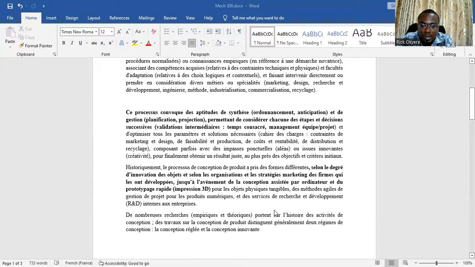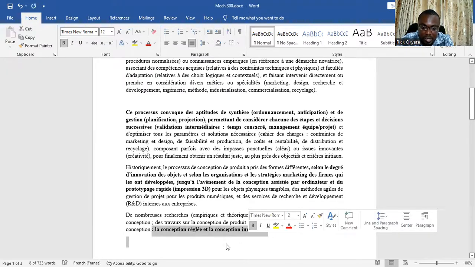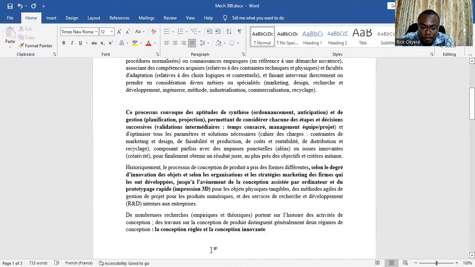There are two types of conception of a product. And these two types of conception are la conception réglée et la conception innovante. Okay, so let me highlight it here. La conception réglée et la conception innovante. Okay.